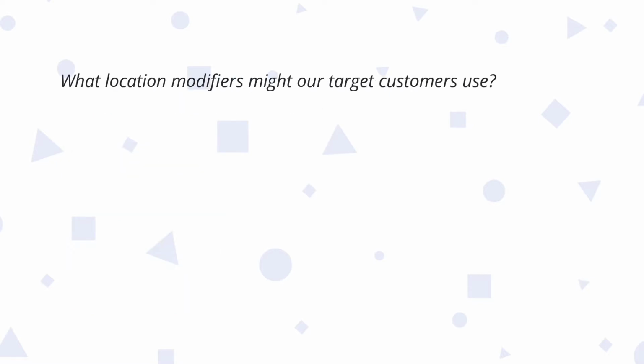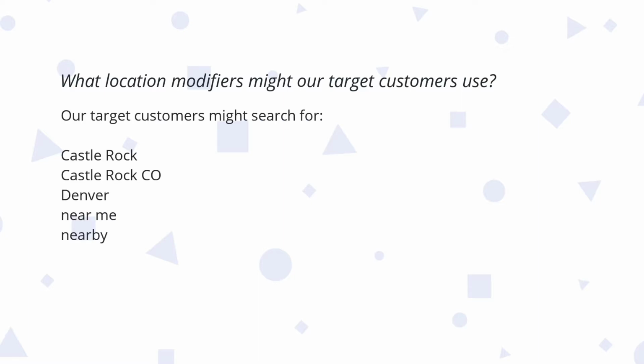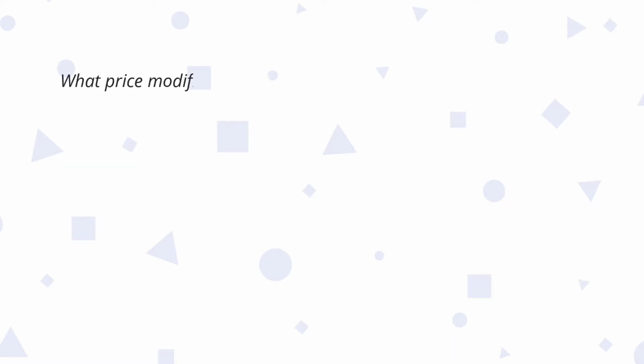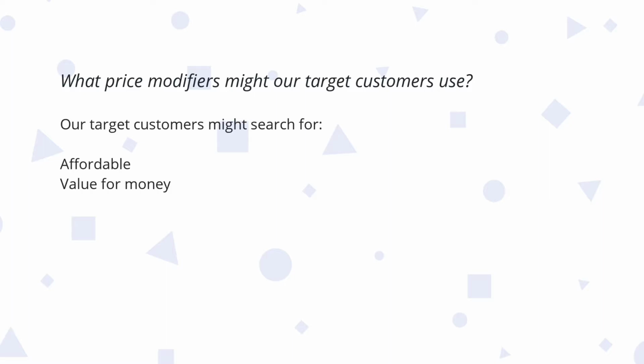What location modifiers might our target customers use? Well, our target customers might search for Castle Rock, Colorado, Denver, near me, and nearby. And what price modifiers might our target customers use? Well, we think our prices are very fair and a good value, but we're not positioning ourselves as cheap or budget. And price isn't such a factor for our customers, who focus instead on our security, facilities, and location. But these terms, however, might be relevant: affordable and value for money.